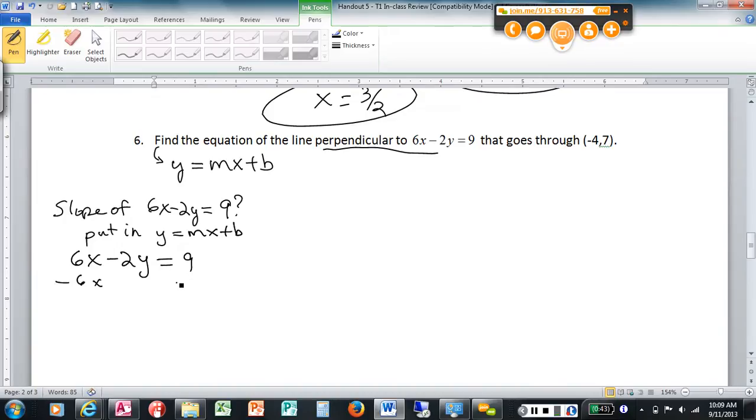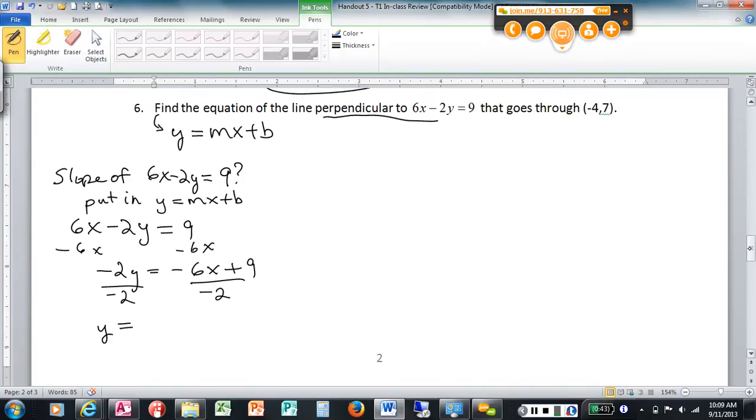So I'm going to subtract the 6x from both sides. So I get minus 2y equals negative 6x plus 9. Then divide by the negative 2. And so that's y equals negative 6x divided by negative 2 and positive 9 divided by negative 2, which gives me y equals 3x minus 4 1/2, 9 halves, however you want to write that. Now I can clearly see, what is the slope of this line? Slope of this line is 3.